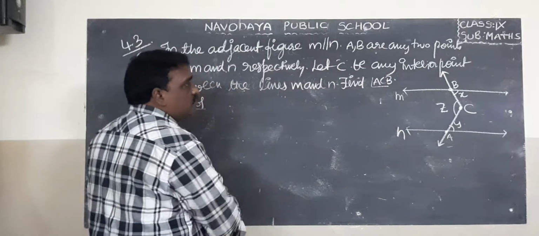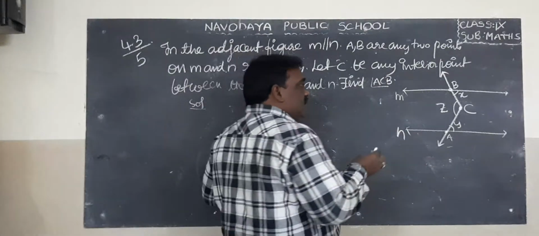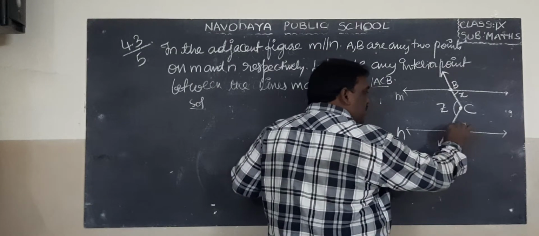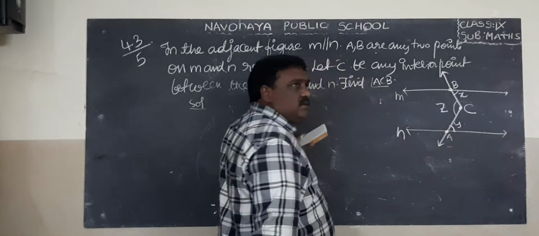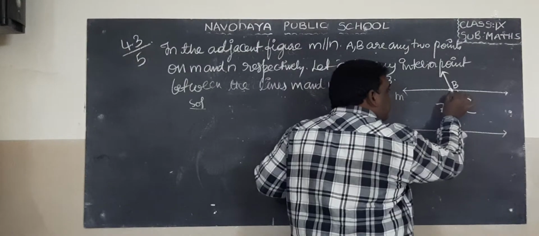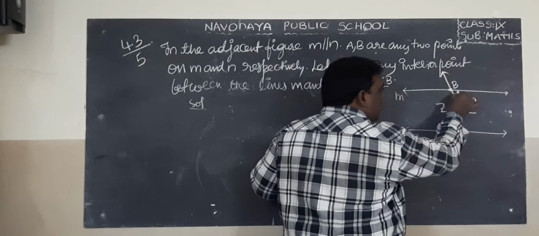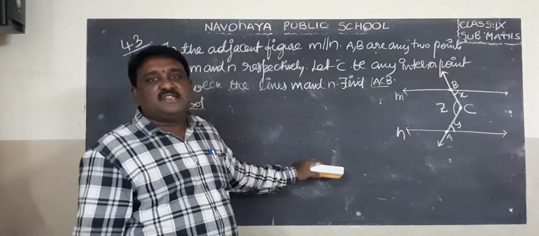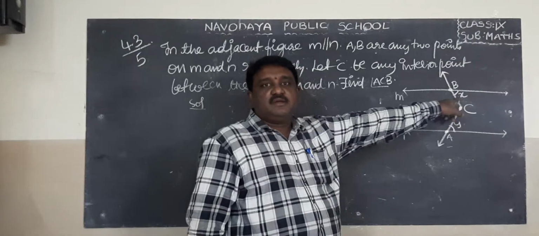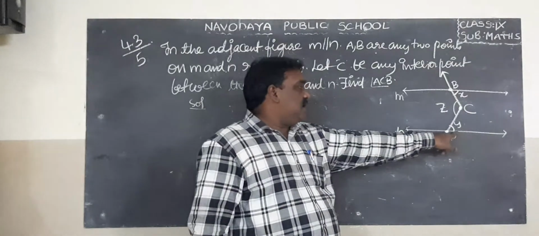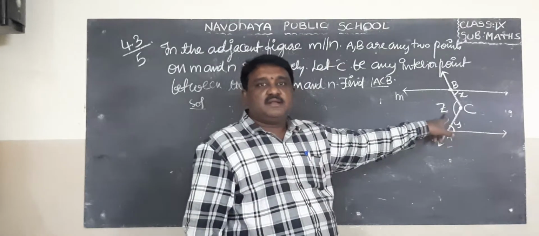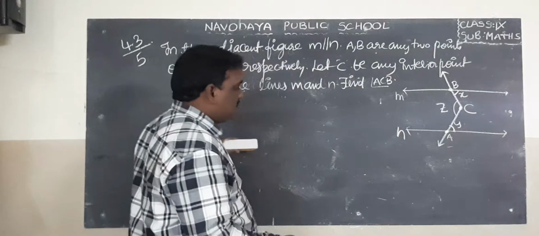Then how to get the answer? See the board. Here A is a point on N and there is some angle Y. Next, B is a point on M. There is some angle X. So three angles are visible to you. Number 1, small x, top angle. Number 2, small y, down angle. Number 3, Z, center angle. Total 3 angles are there.